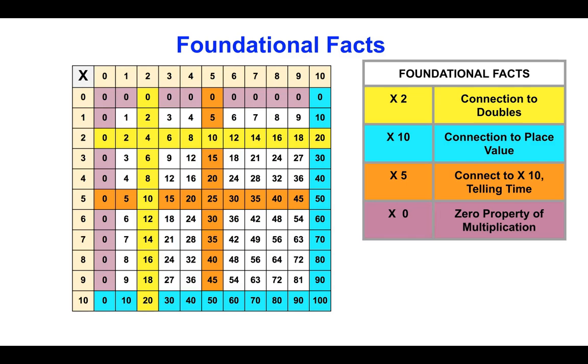Multiplying 0 or having 0 groups of anything results in 0. All right. We connect it to the properties, keeping in mind that the math we've been working on throughout our elementary career so far is based on place value, properties, and that relational thinking. And that's going to continue all the way through algebra.